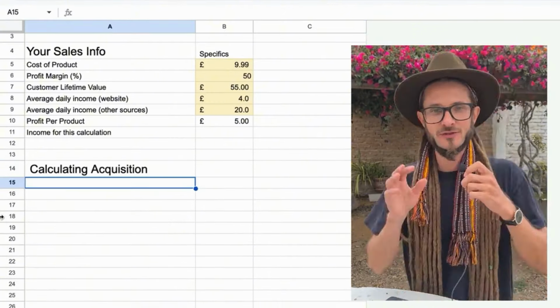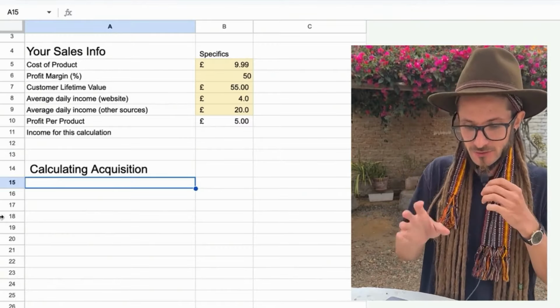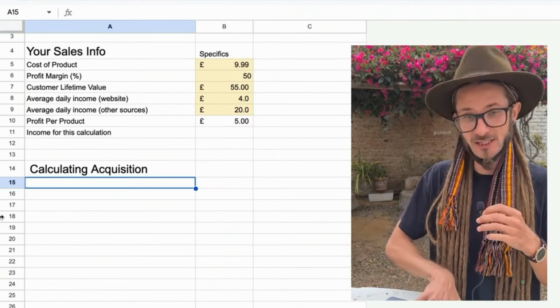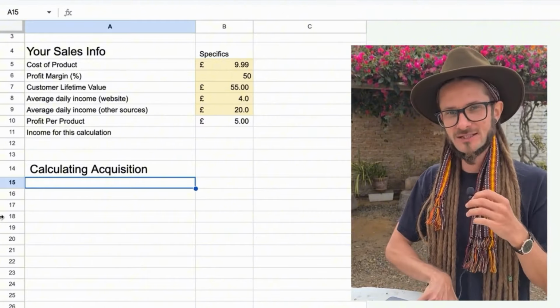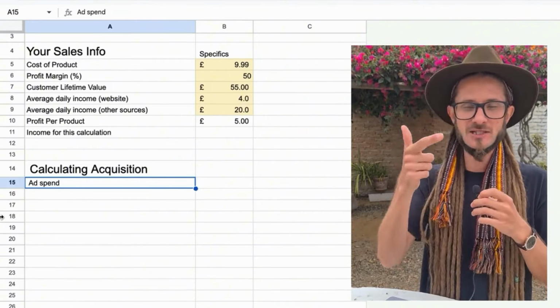Very cool, guys. When you're looking at acquisition, there are also certain things that we need to look at here. We use our own data or our own projections to add in these initial acquisition results. The first thing that we need to look at is the ad spend. How much do we want to spend, or how much have we spent?